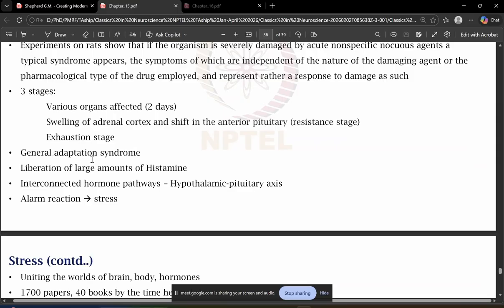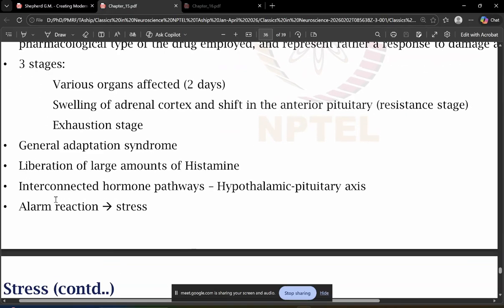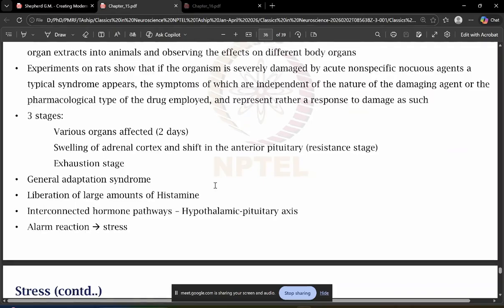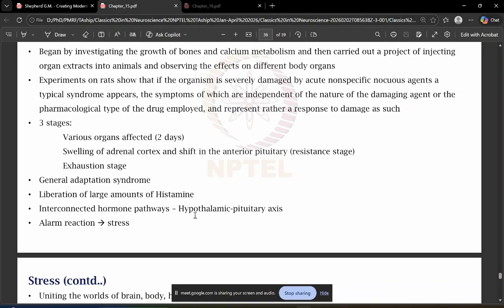And he observed that during this general adaptation syndrome, there was a liberation of large amounts of histamine. We discussed the role of histamine. We saw that histamine is a neurotransmitter which is also released by immune cells. We also discussed that, if I'm not wrong, it is released by different parts of the brain, for example, even in the hypothalamus. And he also showed that there are interconnected hormone pathways. So he's the one credited with the discovery of the hypothalamic pituitary axis.